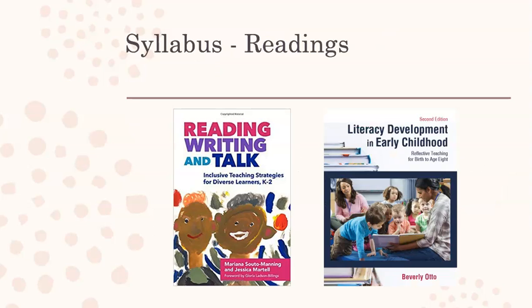Okay, so moving to the syllabus, to the main books that we are going to be focusing on, the text, we are going to be reading from Reading, Writing, and Talk, Inclusive Teaching Strategies for Diverse Learners, K through 12. That book is by Mariana Sotomanin and Jessica Martel. That book has a lot of anecdotes, and it's a window into early childhood classrooms, and it's a very illustrative kind of read. Literacy Development in Early Childhood, Reflective Teaching from Birth to Age 8 by Beverly Otto is going to be our main textbook. So this is much more a textbook than the one by Sotomanin and Martel.